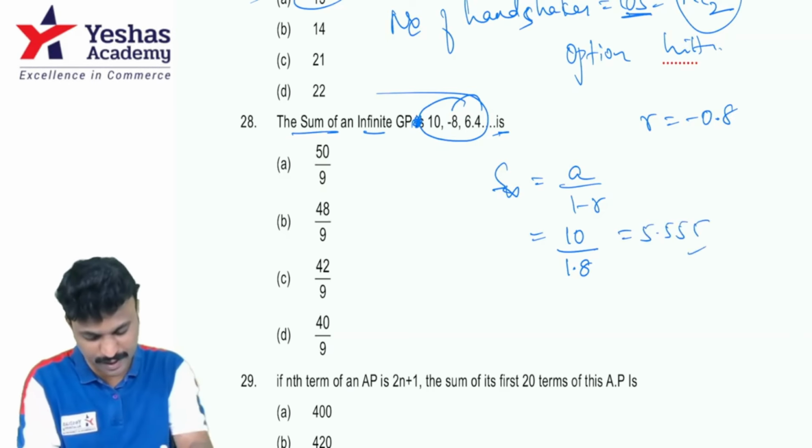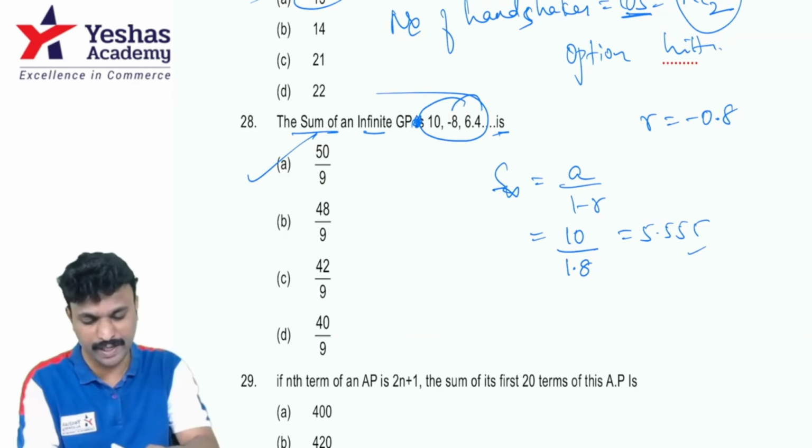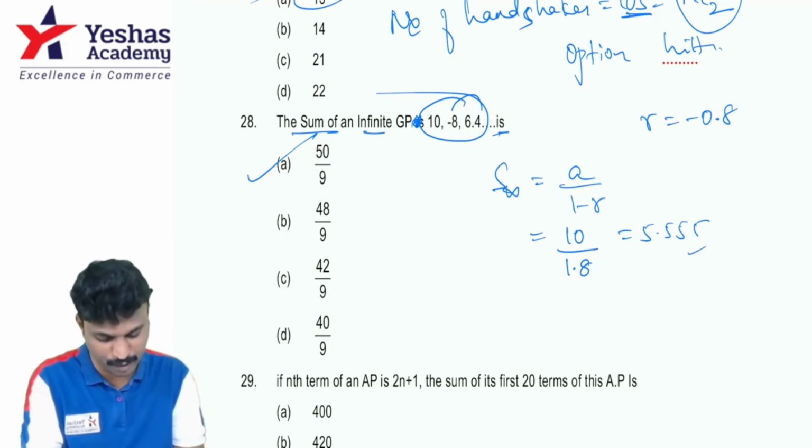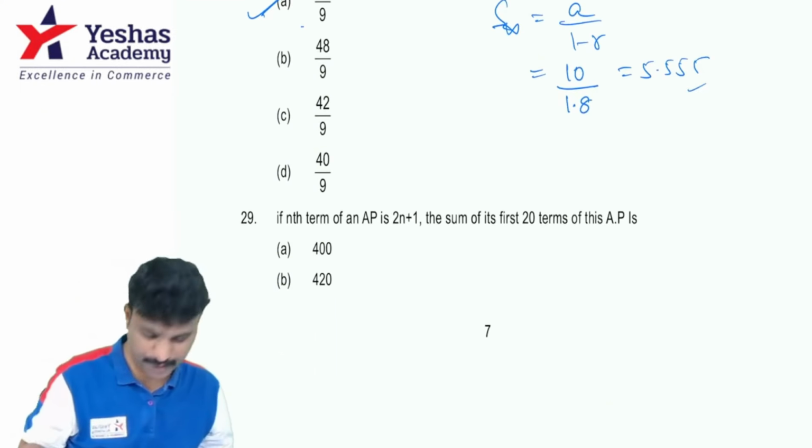5.555. Which option is correct? If you look at option A, 50 divided by 9, that fetches me 5.555. So option A is the right answer. Guys, moving on to the next question.